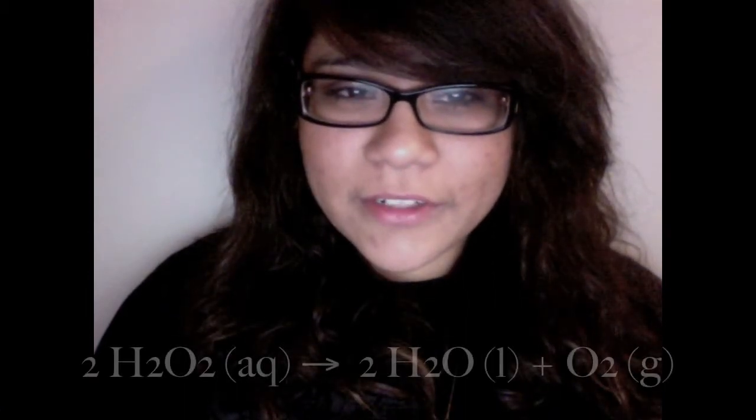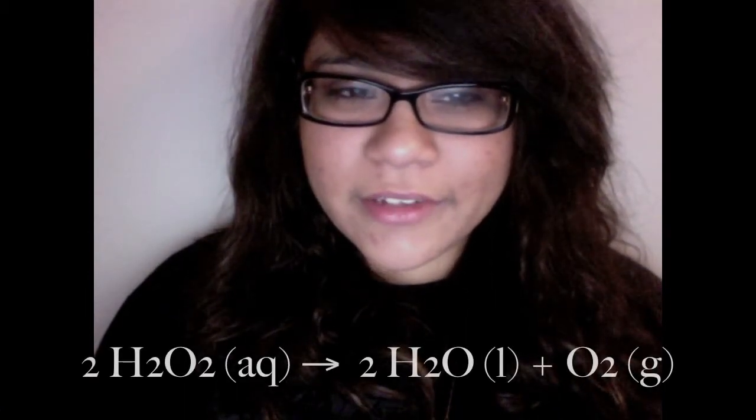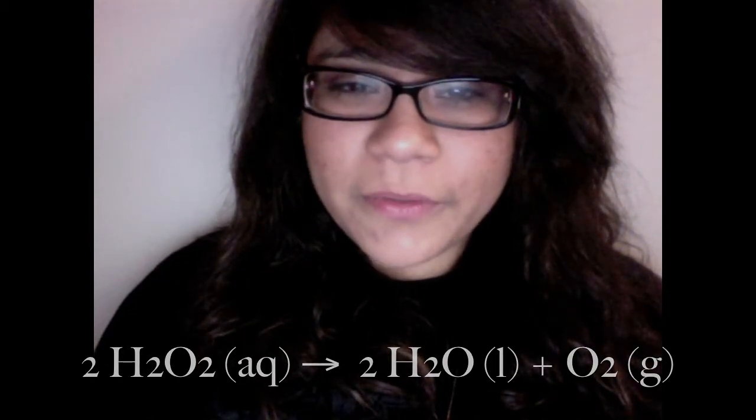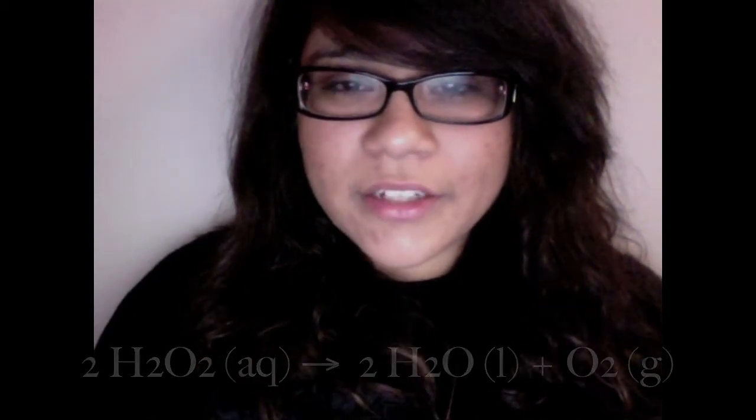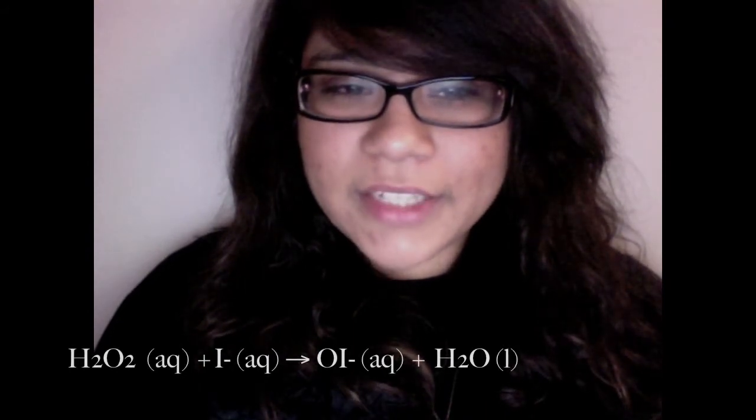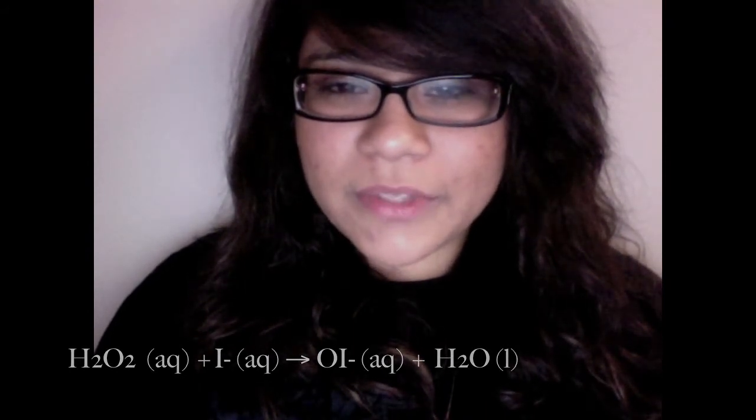The overall reaction for this experiment was hydrogen peroxide breaking down into water and oxygen gas. So for our experiment, we mixed hydrogen peroxide, dishwashing detergent, and some food coloring to color the foam. Next, we added potassium iodide. The potassium iodide is what reacted with the hydrogen peroxide and acted as a catalyst to speed up the reaction.